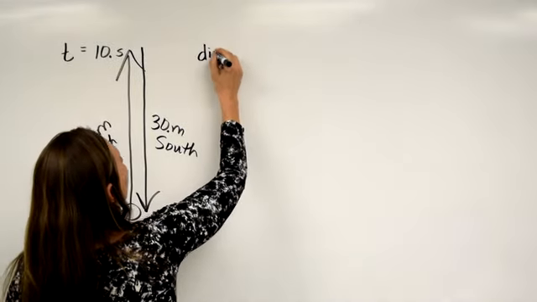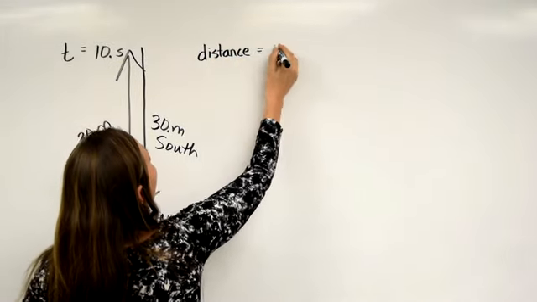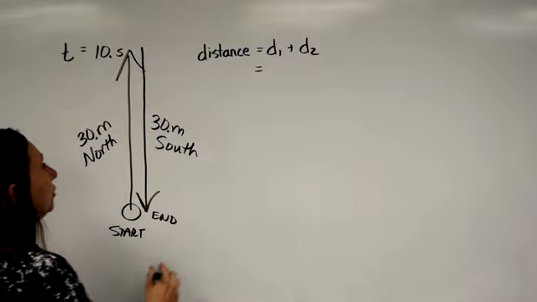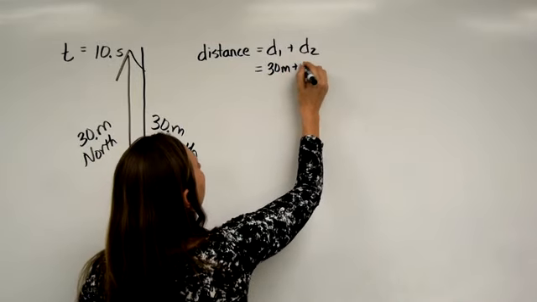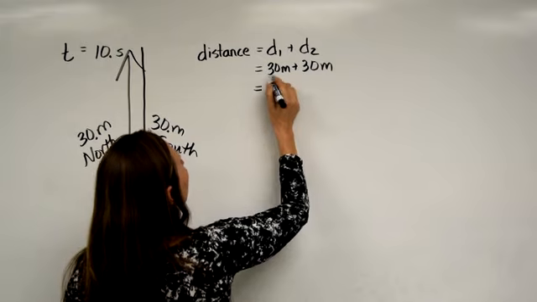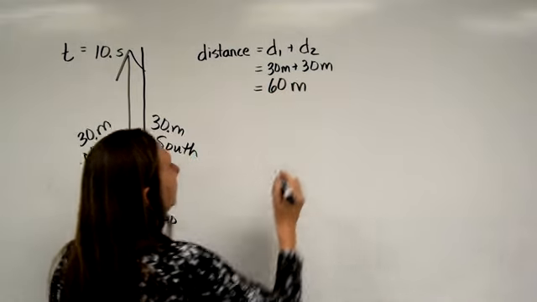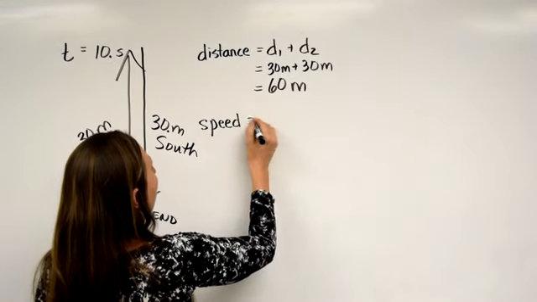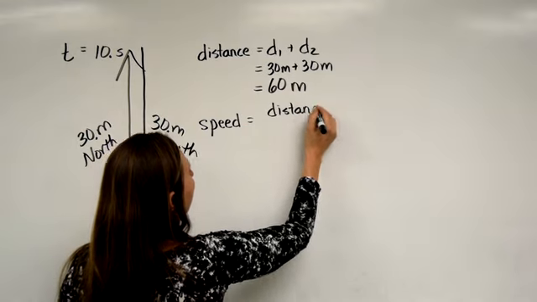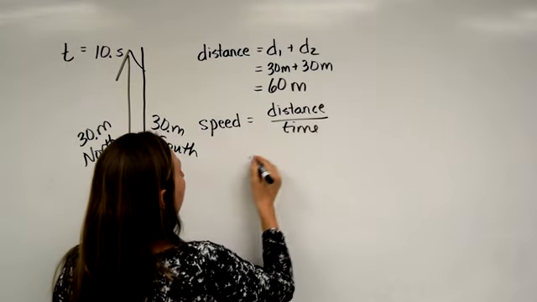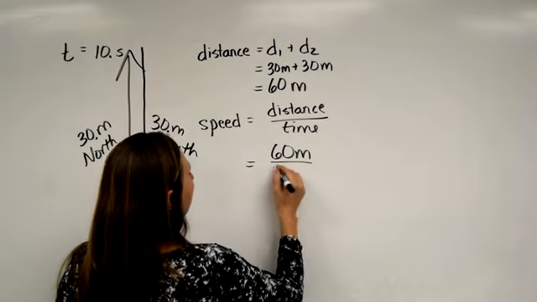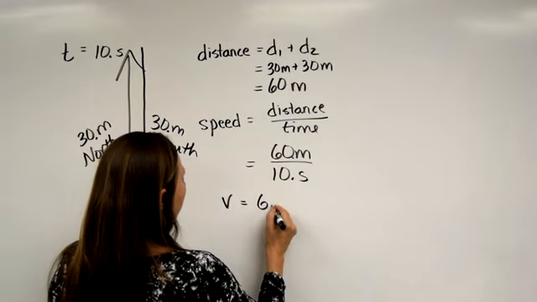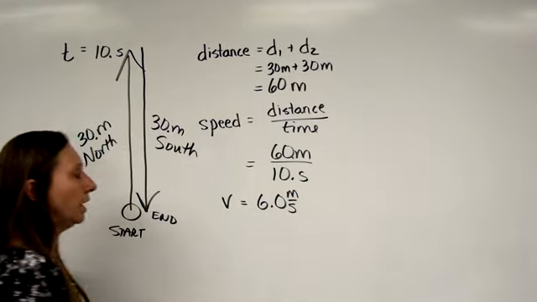The distance that the horse covered was d1 plus d2. We don't care about direction, so it's just 30 meters plus 30 meters. Again, it's a coincidence. The distance that the horse covered was 60 meters. So the speed is going to be the distance divided by the time. The speed is 60 meters divided by 10 seconds. So the speed is 6 meters per second.